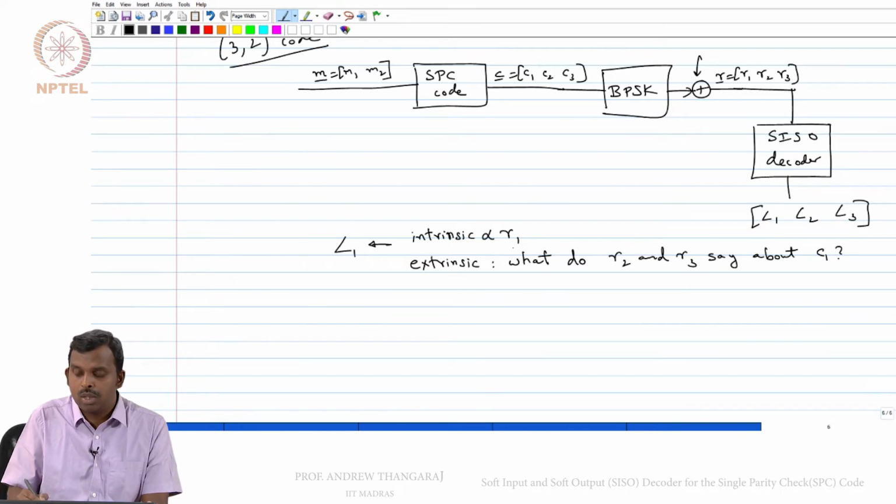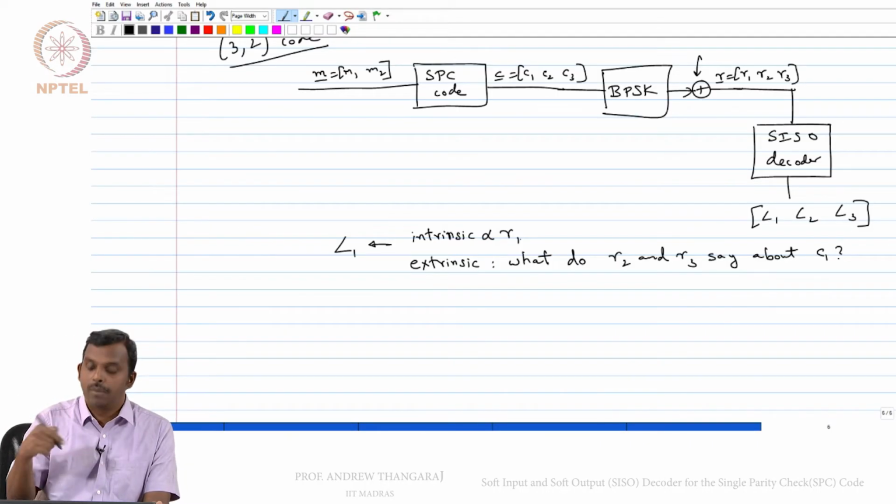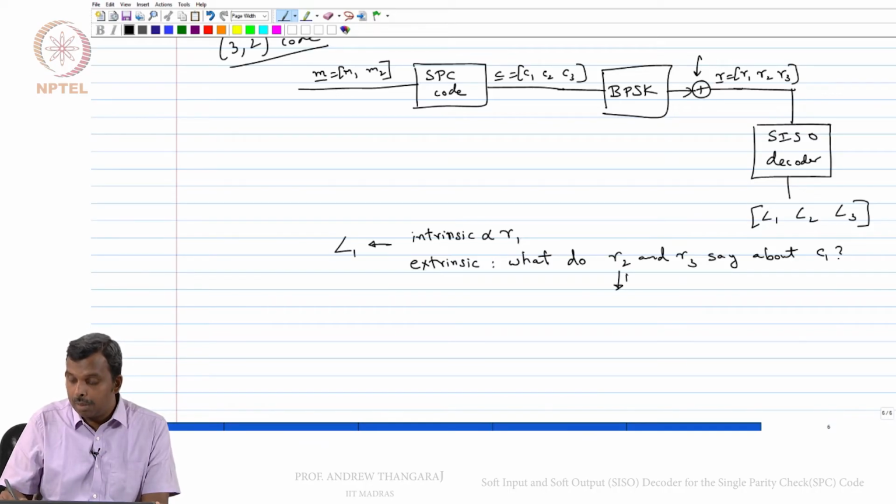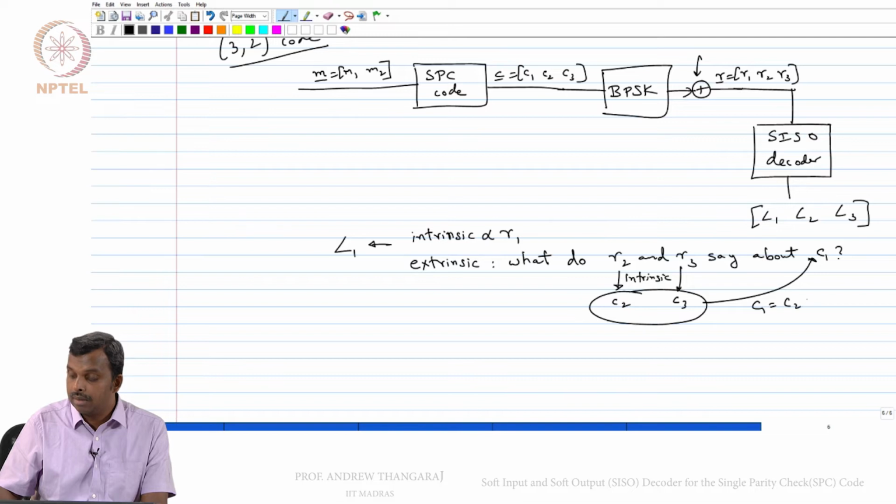R1 was quite easy. What does R1 say about C1? It's just proportional to that. We saw that in the channel LLR calculation. Now for the extrinsic part, what do R2 and R3 tell about C1? R2 says something intrinsic about C2. Likewise, R3 also says something intrinsic about C3, but what do C2 and C3 tell about C1? C1 equals C2 XOR C3. This comes from the parity check condition.